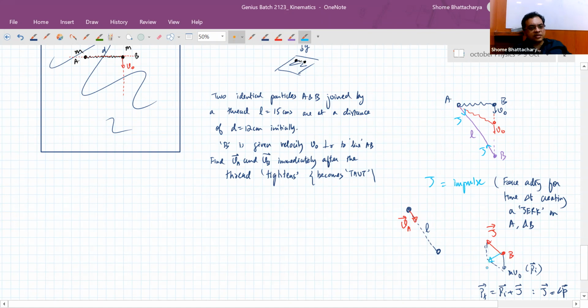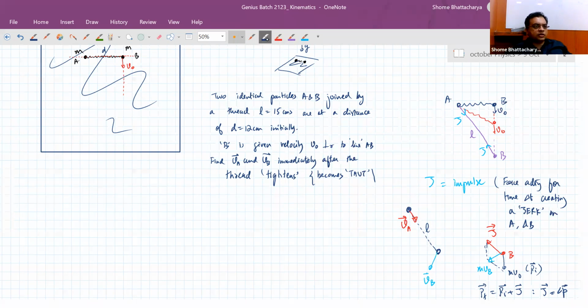It's probably got some direction like this. So this will become MVB. Okay, so B, immediately after the jerk or the string tightening, maybe it will have a velocity in this sort of direction. So that is one thing, to understand the direction.